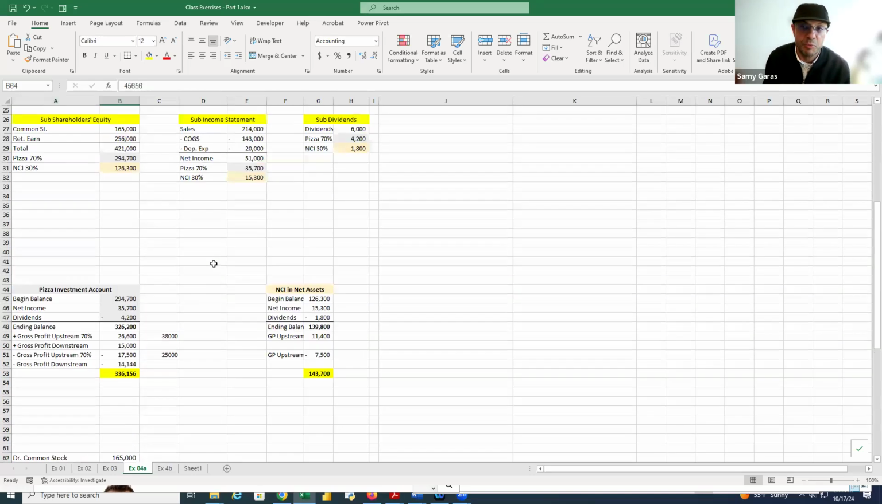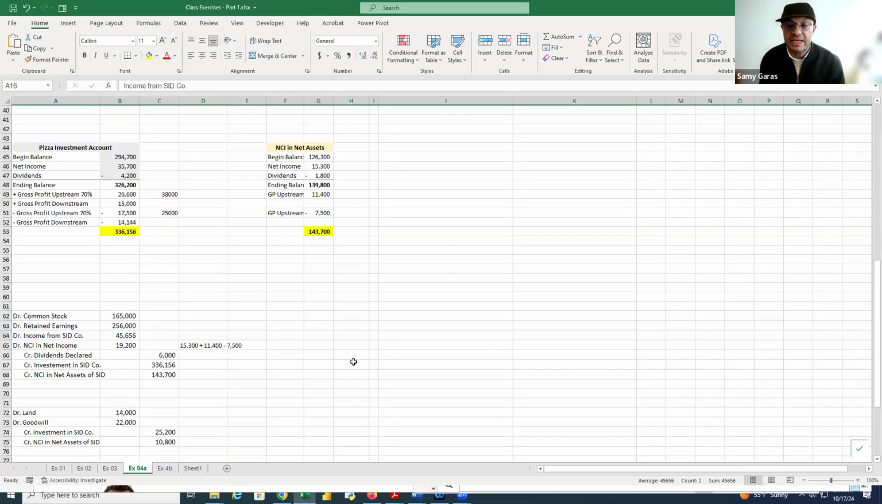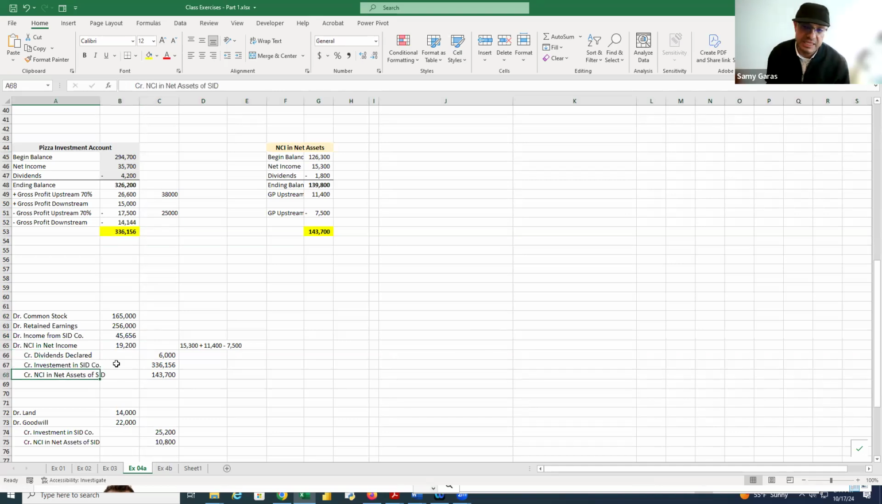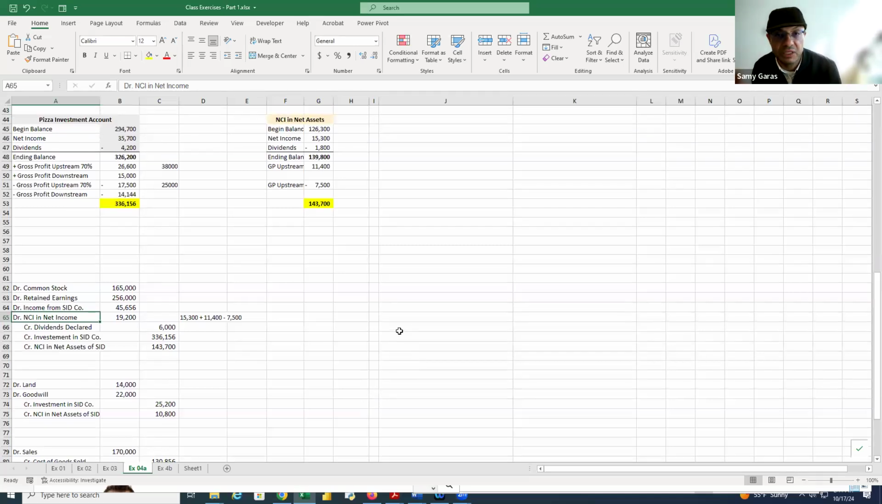45,655. And you might wonder from where I get this number. It's given already here, 45,656. And then we get the investment, the dividends, 6,000, and then the investment and the NCI. How do we get the NCI in the net income? We get 15,300, which is their portion of net income, plus 11,400 minus 7,500. So this is the consolidating entry.